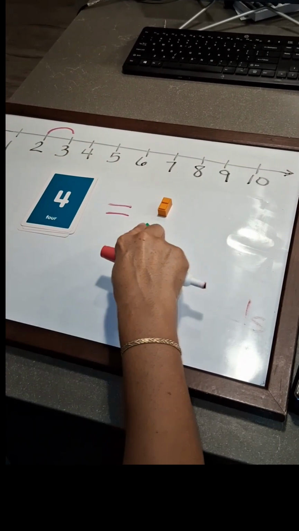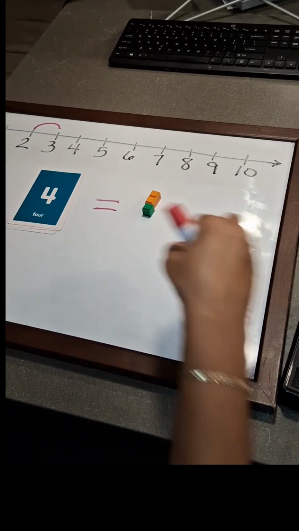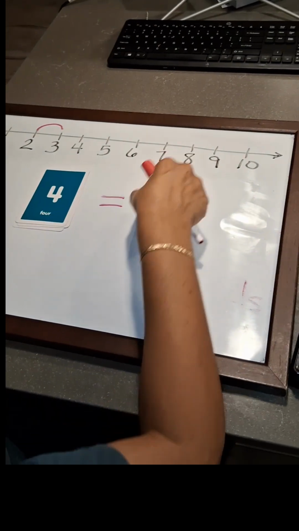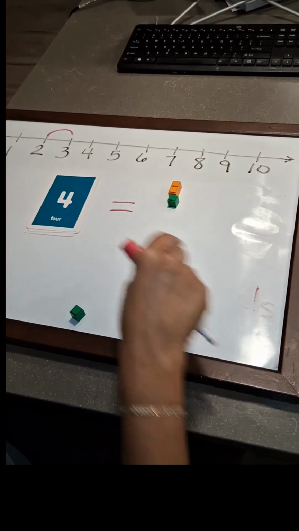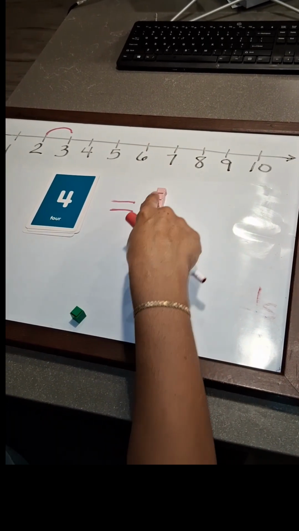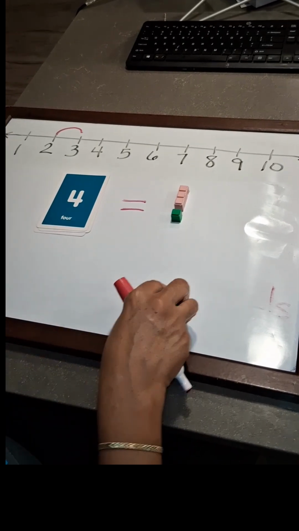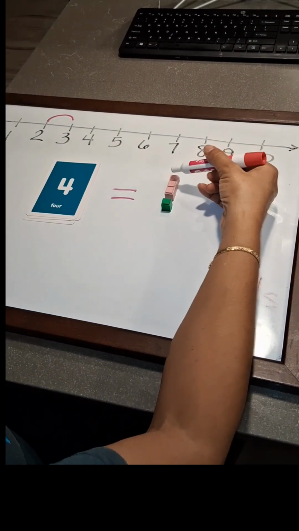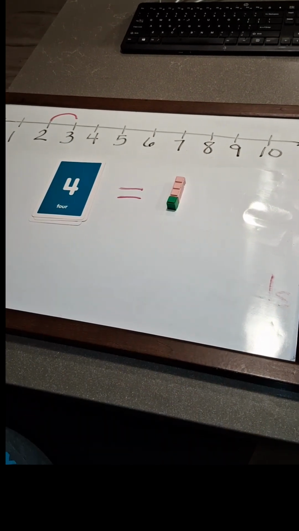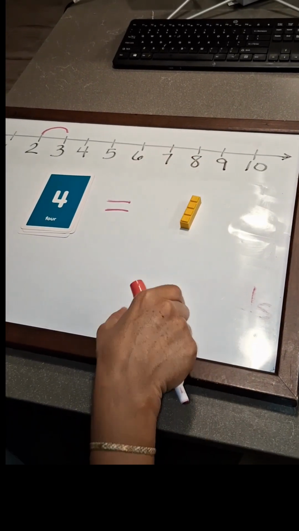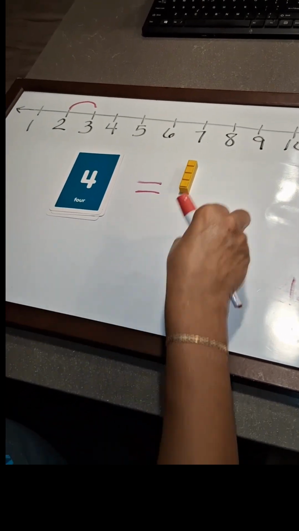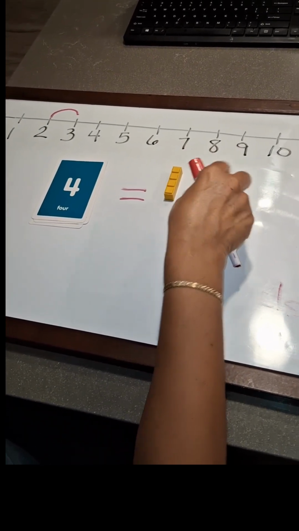4 is the same as 3 plus 1 more. 2, 3, 4. So if I have these 2 plus 1 more, that's 3. That's what that is, 3. Plus 1 more is 4. 1, 2, 3, 4. Put it together. When I put that together, I can regroup that. I want to regroup this 3 and this 1 and group it together, 4. So 4 is the same as 3 plus 1.